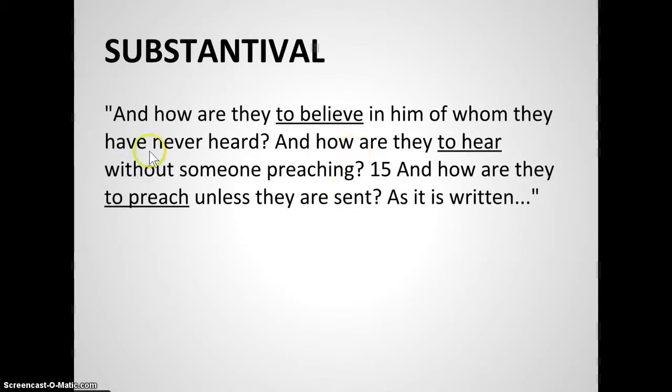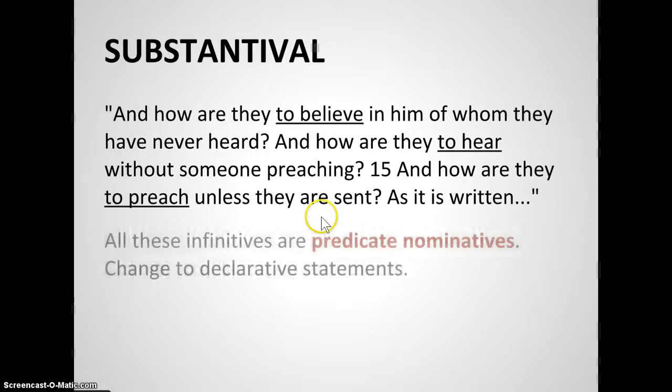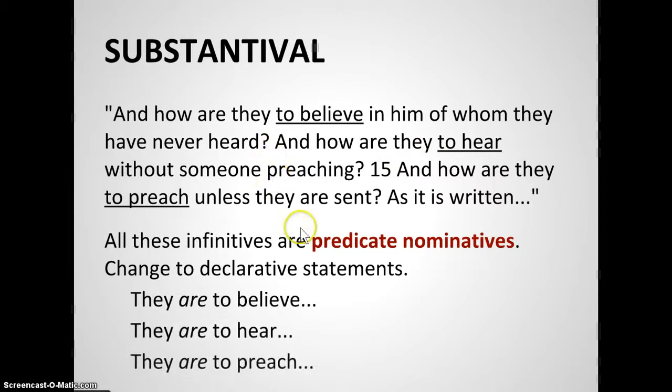Now here's another sentence. How are they to believe in him of whom they have never heard? How are they to hear without someone preaching? And how are they to preach unless they are sent? Obviously from Romans 10. And all these infinitives are predicate nominatives. Now that might not be immediately clear to you because these are questions. But remember, whenever you have an interrogative sentence like this, just switch it into a declarative sentence. So instead of saying, how are they to believe in him, say, they are to believe in him. They are to hear. And they are to preach.